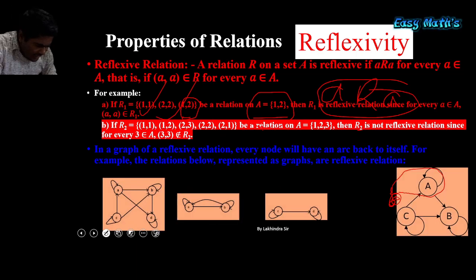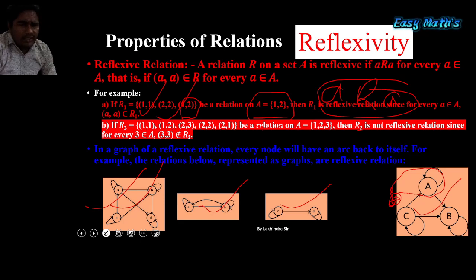We can clearly observe in the first graph that there are 4 nodes, and all 4 nodes are pointing back to themselves. Then the first graph is said to be a reflexive relation graph. The next one also has returning arrows. The third has 3 points, and the 3 nodes have returning arrows. That's why all 4 graphs show reflexivity and they are reflexive relations.